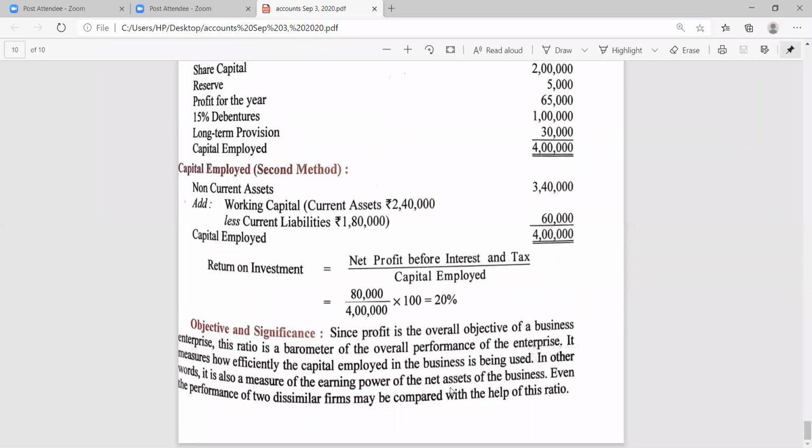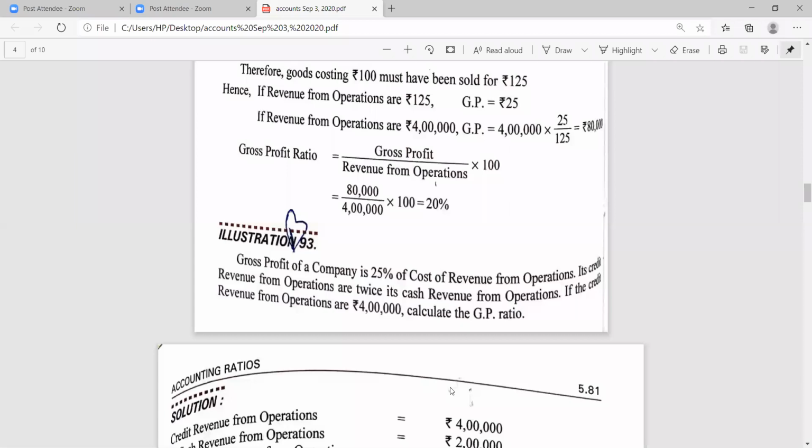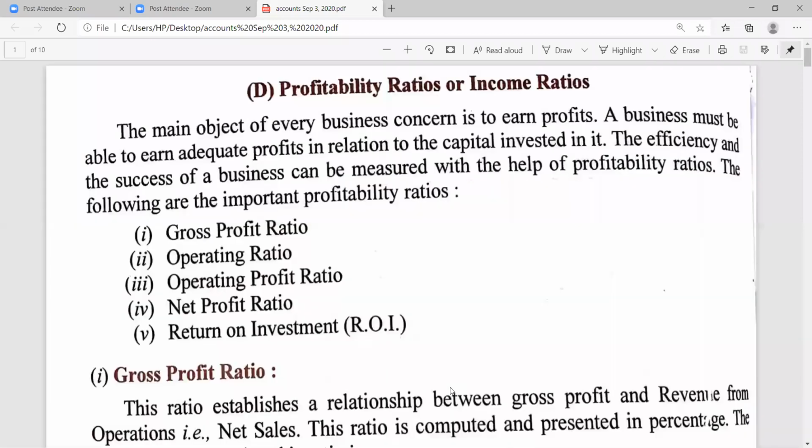Let's recall what we did today. We started with the profitability ratio, as profit is an important element of every business. Every business concern must earn adequate profit in relation to the capital invested, because profit is an index of the efficiency as well as success of every business. While studying the profitability ratio, we have to learn how the gross profit ratio, operating ratio, net profit ratio and return on investment are to be calculated.